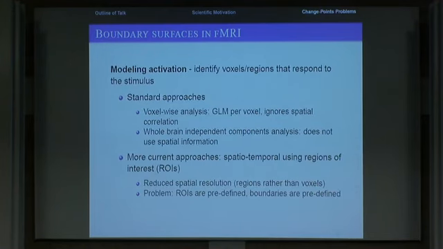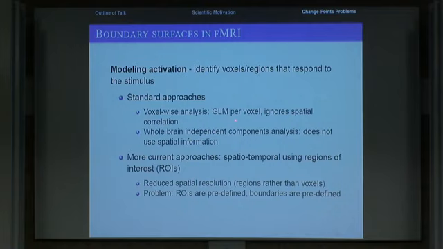So for modeling activation, I mentioned this a little bit earlier, the standard approach is at every voxel, you fit a generalized linear model, okay? And then you perform your inference. And very often this ignores spatial correlation, even though the data you get has undergone a lot of spatial smoothing already to begin with. This part is ignored. But that's the standard approach.